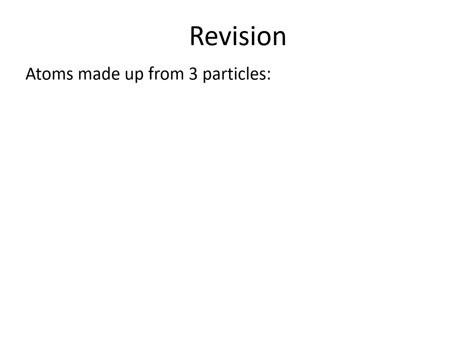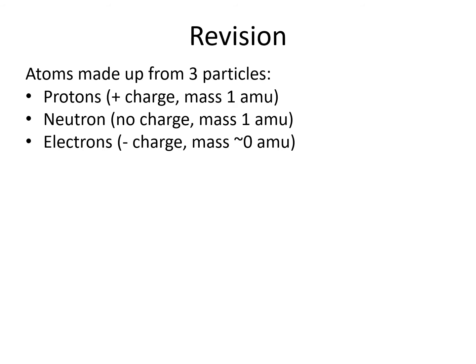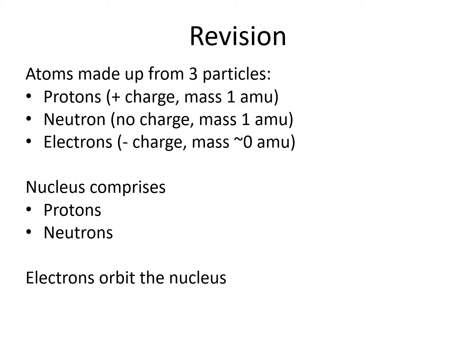Remember, atoms are made up from three particles: protons, neutrons, and electrons. We should know this from our Unit 1. It's really important that you know the charges, the mass, and the locations for all three particles. Inside your nucleus you've got your protons and your neutrons, and the electrons orbit the nucleus.